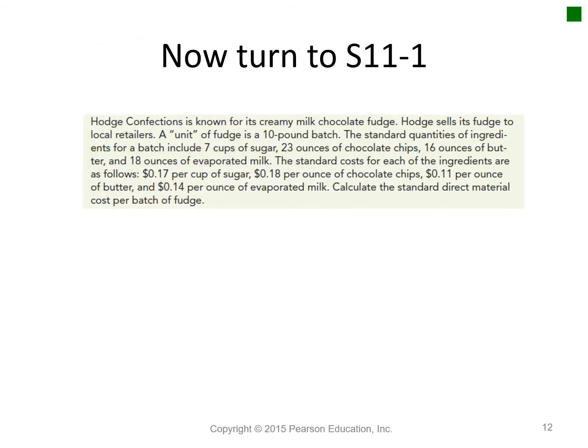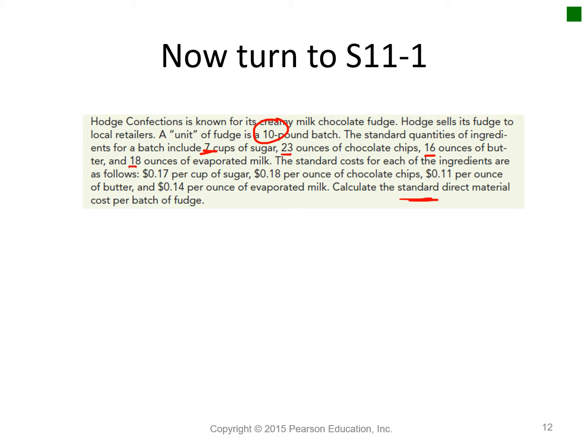So let's look at an illustration. This is exercise S11-1 on how to get the standard direct material cost. Again, we're going to be calculating a standard cost. So in this particular problem, they give us that this company makes a creamy milk chocolate fudge. It says that they sell its fudge to local retailers. It says a unit is a 10-pound batch. That's what they sell. It says the standard quantity of ingredients for a batch includes 7 cups of sugar, 23 ounces of chocolate chips, 16 ounces of butter, 18 ounces of evaporated milk.